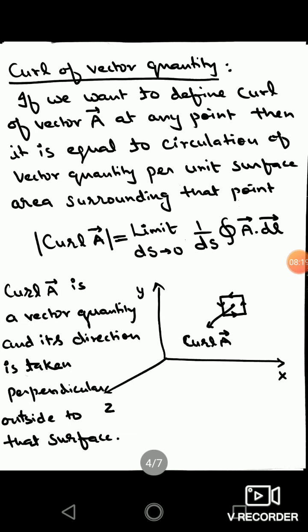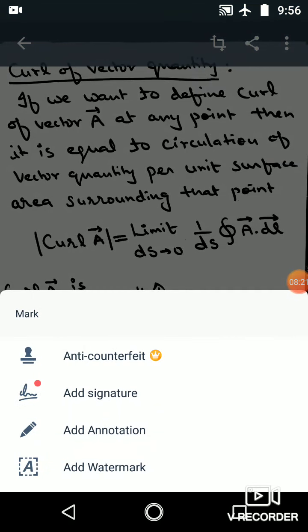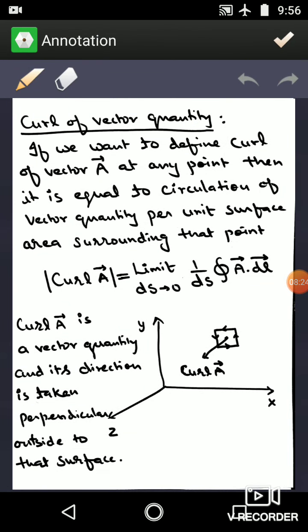Now we are going to define curl of a vector quantity. We have to define curl at a particular point in space. What we have to do is surround this point by a closed curve, as shown in the diagram. Also, the area bounded by this curve should be infinitesimal. Okay. Then how can we define curl of a vector quantity?